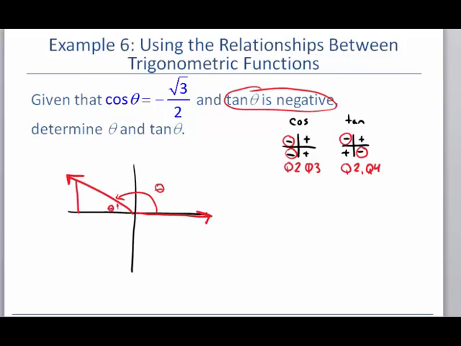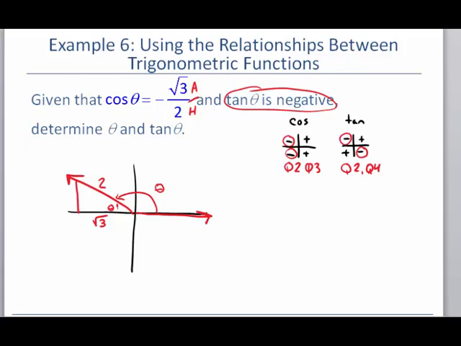Okay, so let's look at what we know about this angle. We know that the cosine is the adjacent side over the hypotenuse. Remember your SOHCAHTOA. So I know that my adjacent side is square root of 3, and I know that my hypotenuse is 2. Now, note that cosine is negative. So the easiest way to deal with this negative is to go ahead and place it on this side down here on the square root of 3.